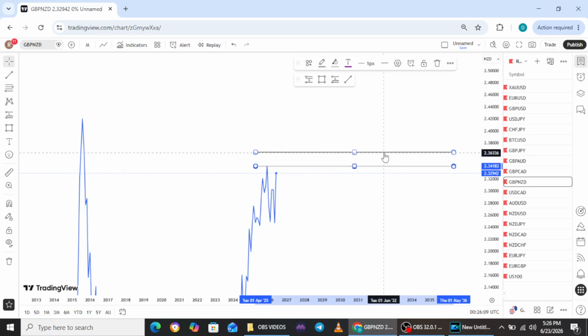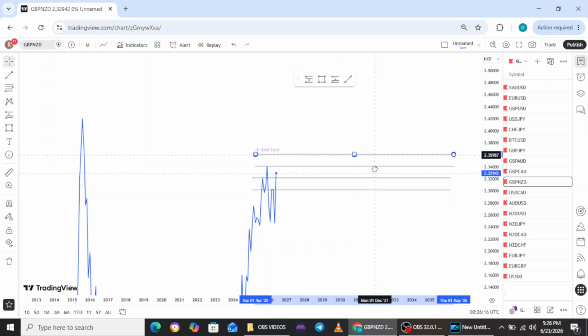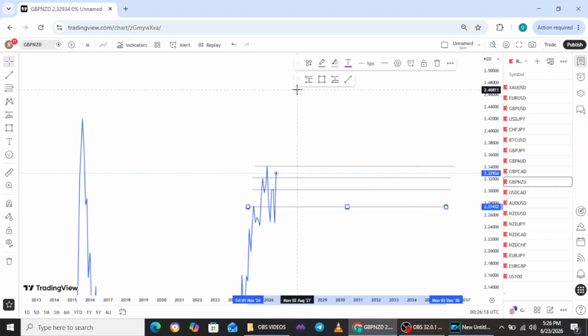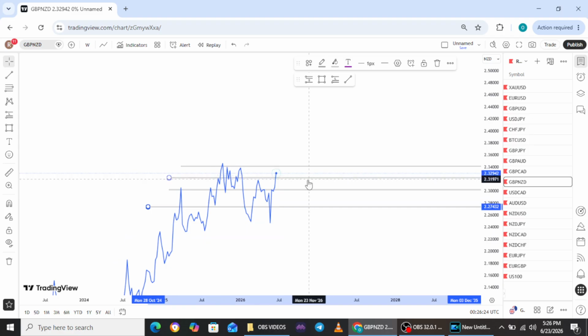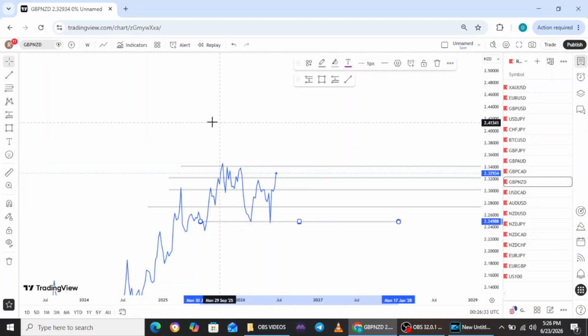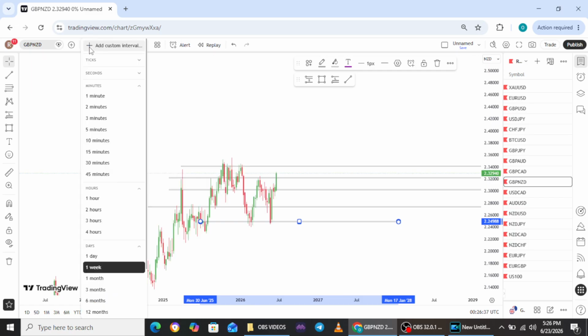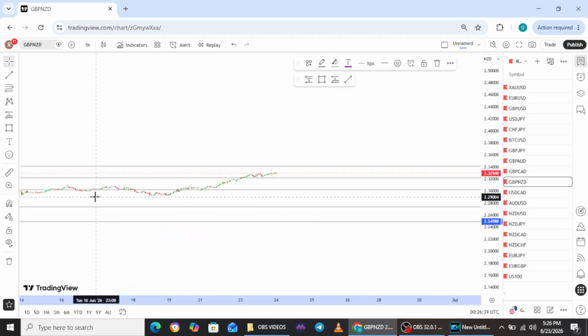Get your structure. Okay. Go down to weekly time frame so that you can adjust the structure very well. Okay, I think this is pretty okay. Now, once you are done with this, go back to your candlestick, go back to a smaller time frame.